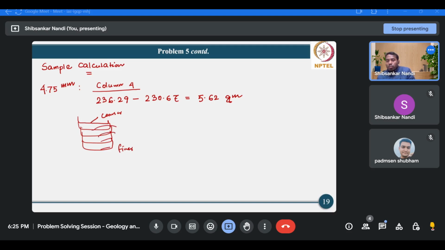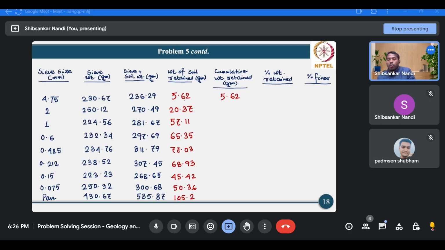Now at this level, suppose level 2, what is the cumulative weight? The cumulative weight would be the weight retained on this particular sieve plus the weight retained on the sieves coarser than this particular sieve size. Right now we are considering the 2 mm sieve size. There is only the 4.75 mm sieve size which is coarser than 2 mm. So the cumulative weight will be the addition of these two components, 4.75 and 2. Is it fine? Are you getting my point? So how are we calculating the cumulative weight component for a particular sieve size?